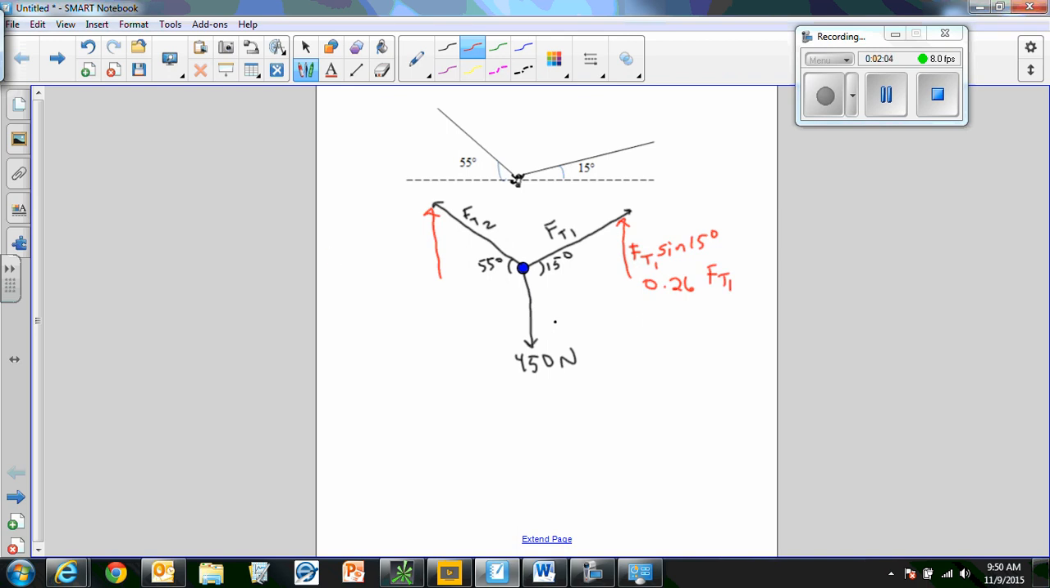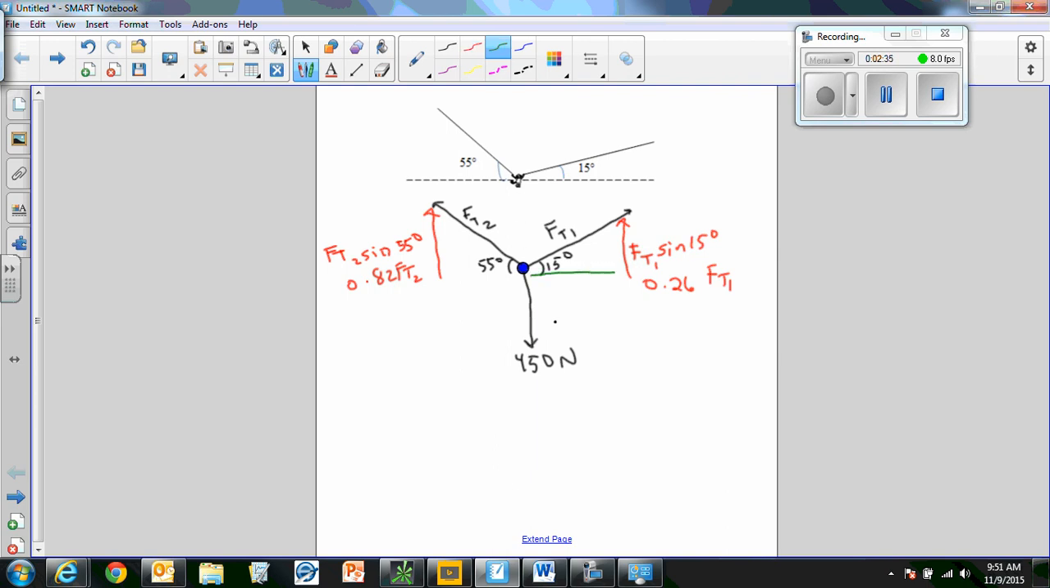This one is FT2 sine of 55 degrees. If I get my calculator out and do sine of 55 degrees, I'll get 0.82. So I'm going to multiply 0.82 times FT2. Those two added together have to equal 450. The y down has to equal the two y's up. Always true. Let's finish the triangle.